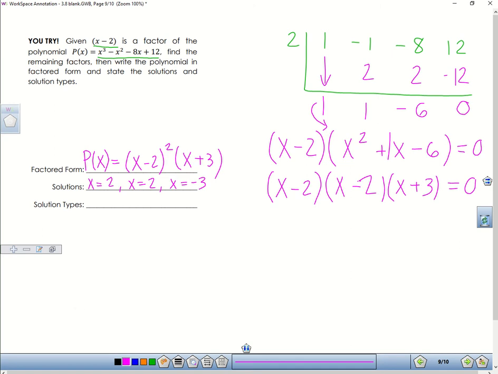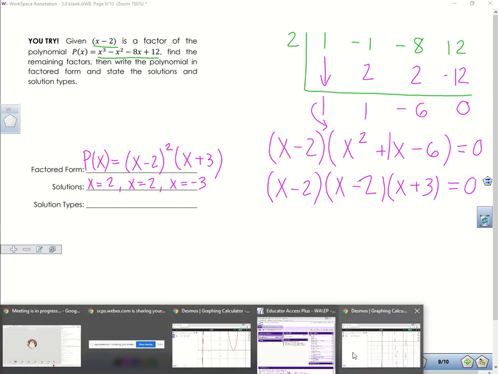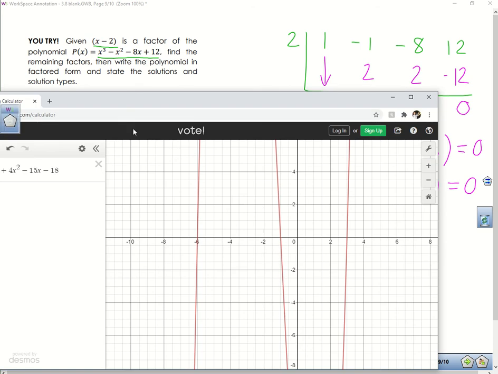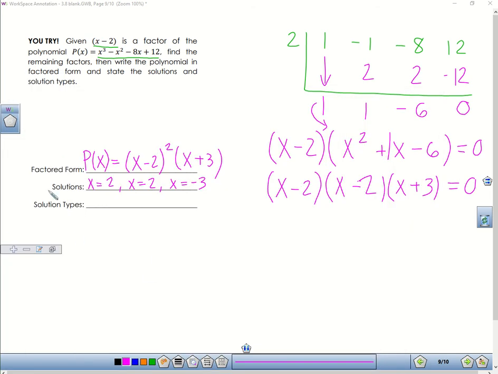You guys remember multiplicity? So if I were to graph this, what's the difference between when we hit the 0 of 2 and the 0 of -3? What's the main difference? Good, so at 2 it's going to bounce, and at -3 it goes through. So I'm going to write that out.